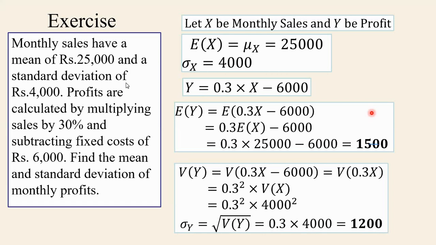So this is a small example of how we can apply the laws. If one variable is a linear combination of the previous variable, then based on that, we can extend the expected value and the variance using the previous mean and standard deviation, right?